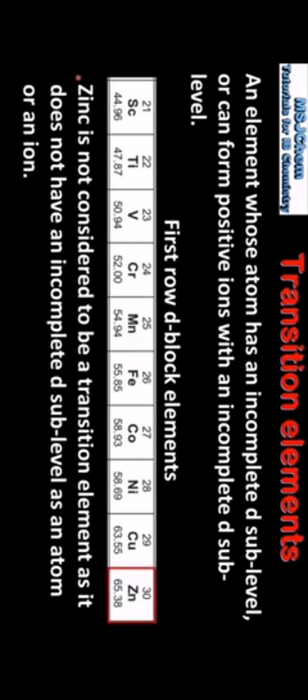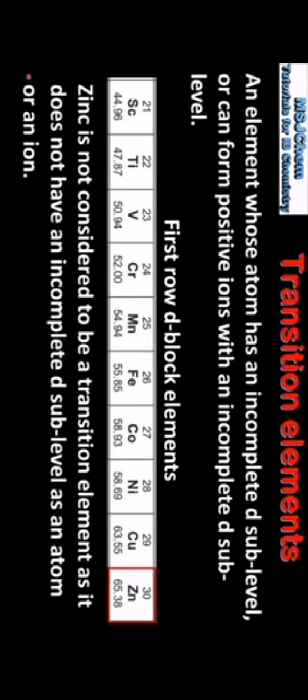A transition element is an element whose atom has an incomplete d sublevel or can form positive ions with an incomplete d sublevel. Here we can see the first row d block elements. Those are the elements from scandium to zinc. Of these first row d block elements, one of them is not classified as a transition element, and that element is zinc. So zinc is not considered to be a transition element as it does not have an incomplete d sublevel as an atom or an ion.